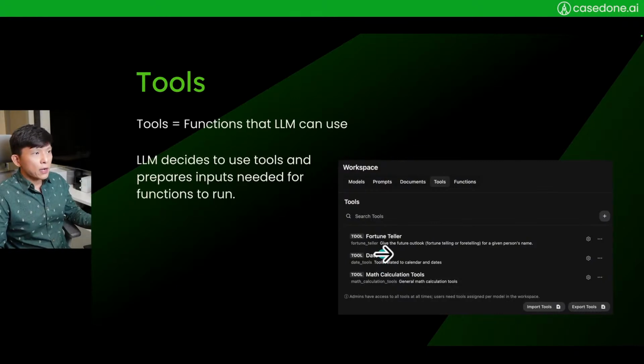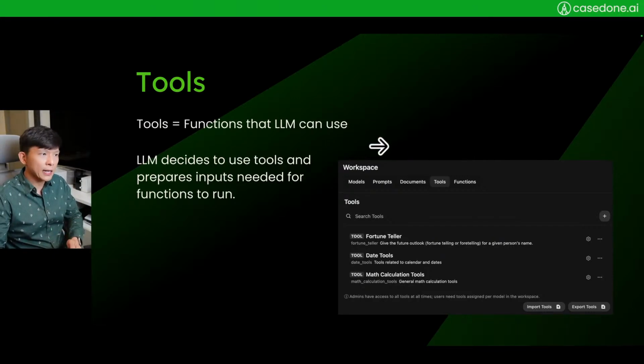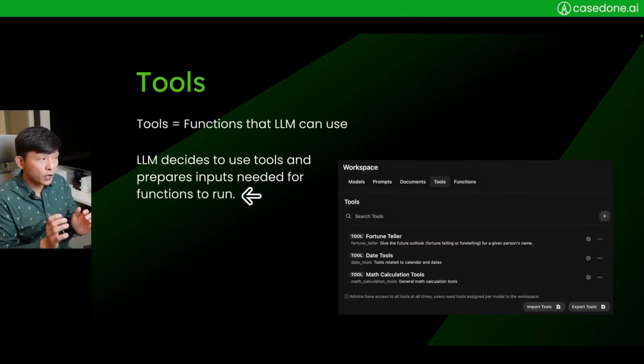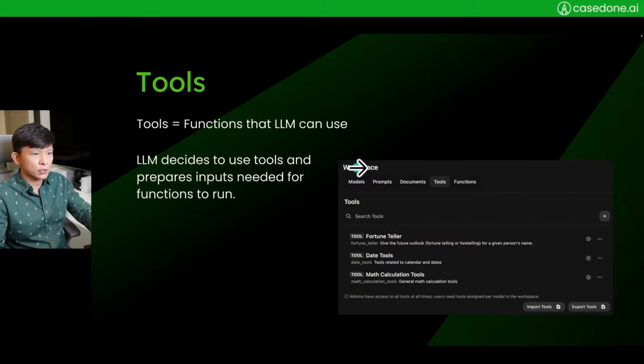So let's talk about tools first. Tools are, as I mentioned, programmatic functions that you write in a Python script that the LLM will see and decide to use. So basically, it's up to the LLM whether it needs or wants to use the tools to provide an answer to the user query or not. The LLM is responsible for preparing inputs to a tool, so it will need to prepare an argument that it would provide to a tool.